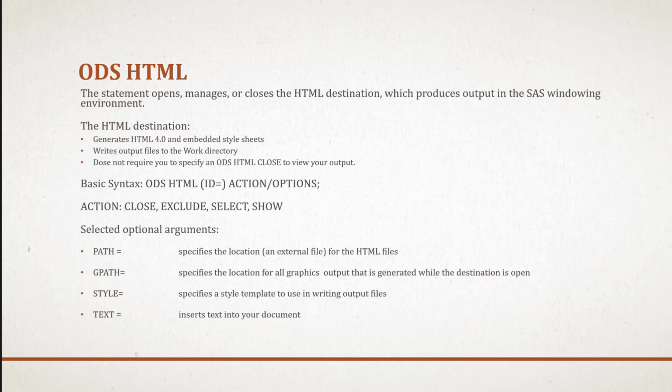Close will close the destination. Exclude or select will exclude, or only display, the chosen items. Show writes the selection or exclusion list in the log. There are some options we can use.